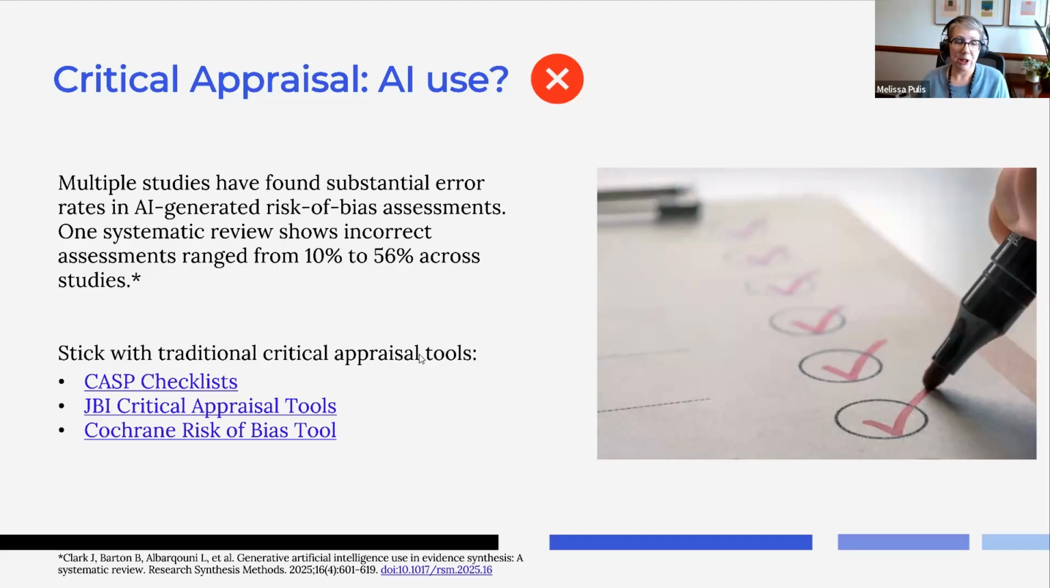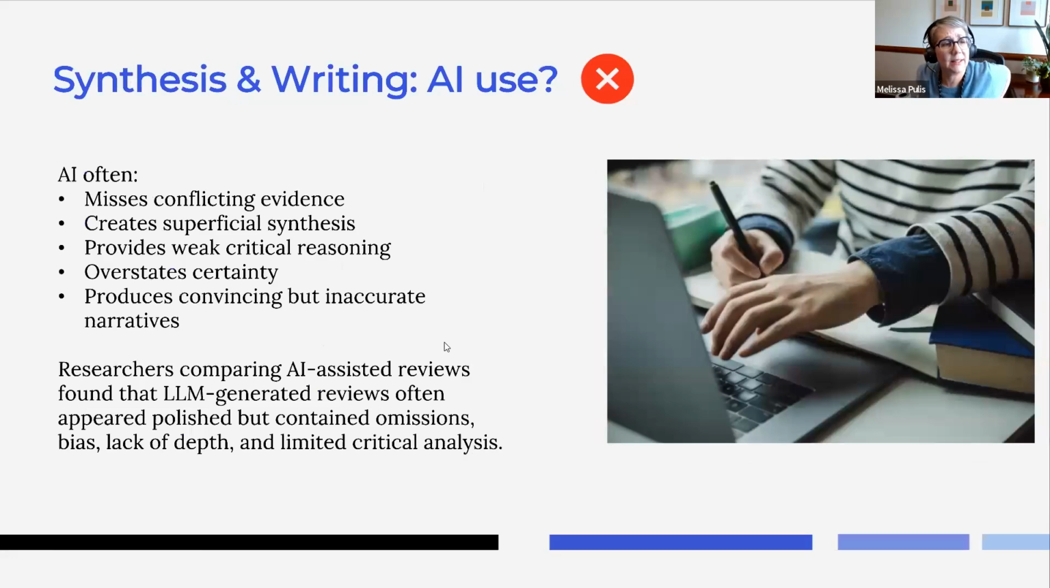So stick with your traditional critical appraisal tools, such as the CASP checklist, JBI critical appraisal tools, or a Cochrane risk of bias tool. And finally, at our last stage, we have synthesis and writing, and we're going to give this one a no as well.